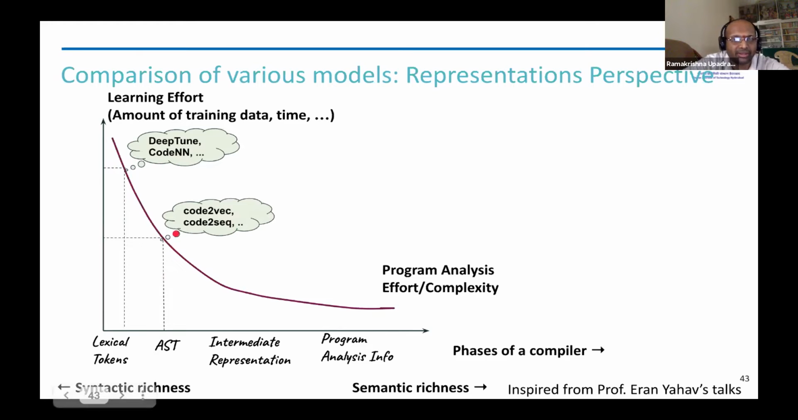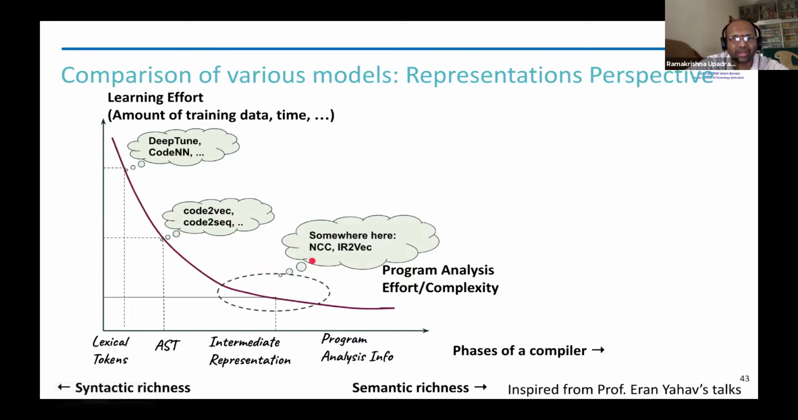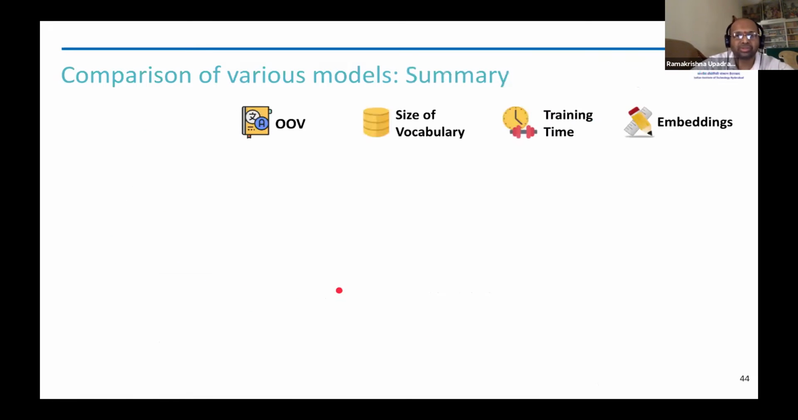Next we have NCC and IR2VEC. They are based on information representation. NCC doesn't use much program analysis information, but IR2VEC does. So they both are here. We can do a brief summary of these various models: OOV characteristics, size of vocabulary, training time, embeddings, etc.